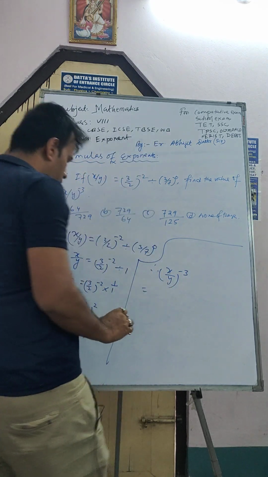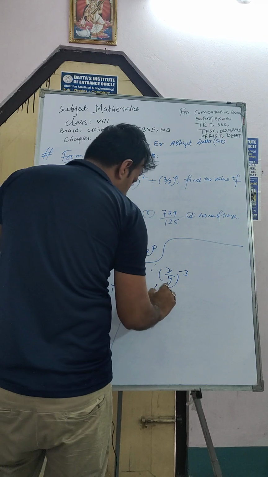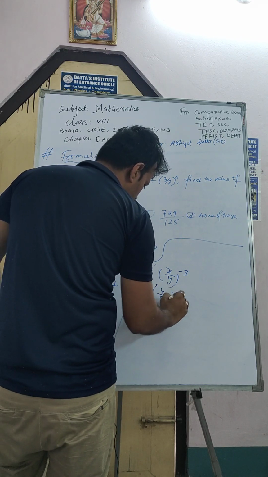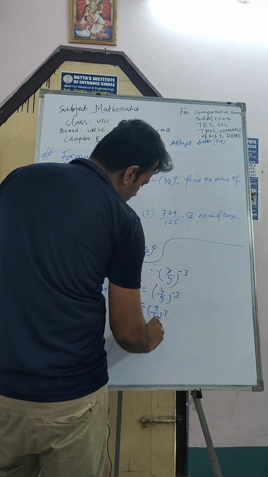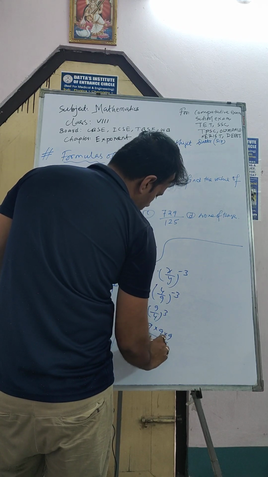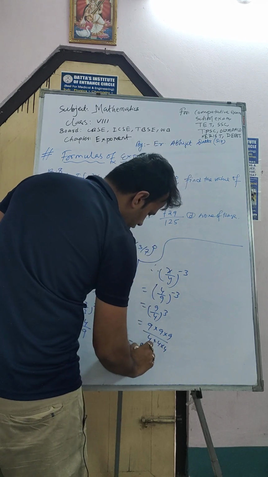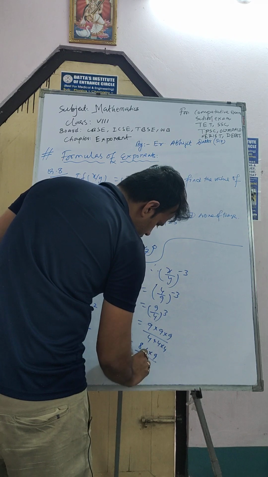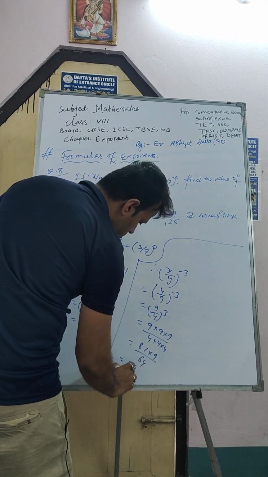So the value of x by y is what, sir? 4 by 9. Now put the value of 4 by 9 here, to the power minus 3. So it will become 9 by 4 whole to the power 3. So it will be 9 into 9 into 9, and here 4 into 4 into 4. Okay? So it is 81 into 9, and here 64. So it will become 729 by 64.